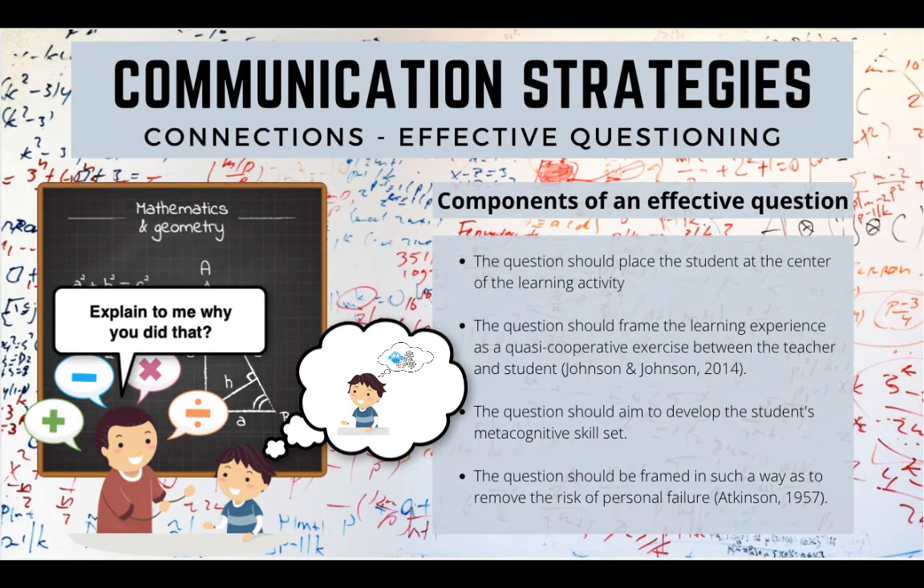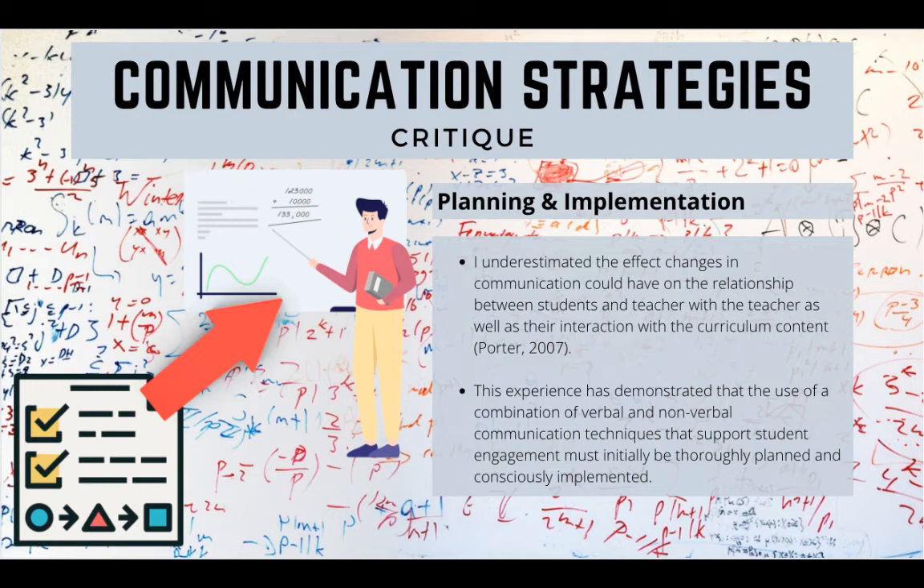By placing the student at the center of a cooperative learning experience, the teacher is able to support student engagement by both highlighting the student's own autonomy in the classroom and, by focusing on metacognition, removing the risk of personal failure. Prior to the immersive experience, I underestimated the effect that even subtle changes in communication could have on the perception that individual students have about their relationship with the teacher and their interaction with the curriculum content.